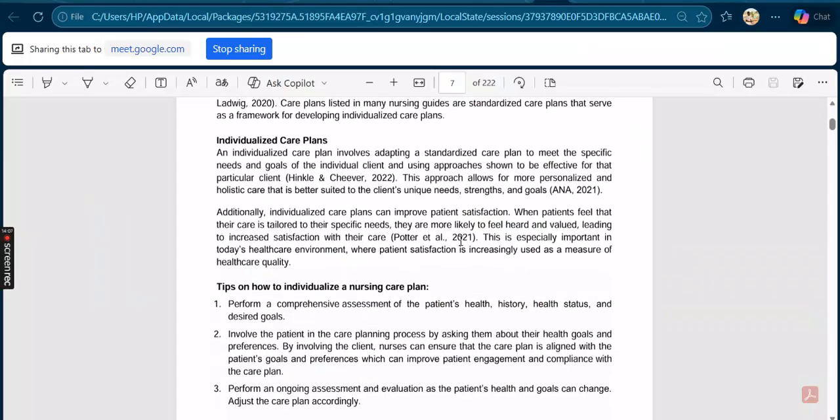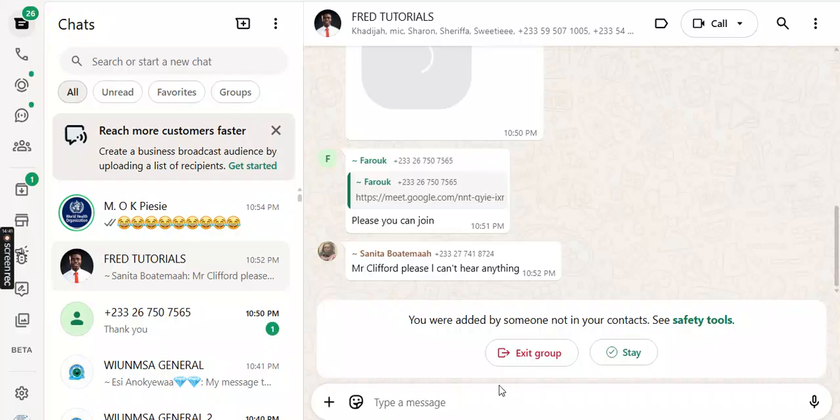Now, the individualized care plans. An individualized care plan involves adapting a standardized care plan to meet the specific needs and goals of the individual clients and using approaches shown to be effective for that particular client. This approach allows for more personalized and holistic care that is better suited to the client's unique needs, strengths, and goals. Do you understand this point very well?